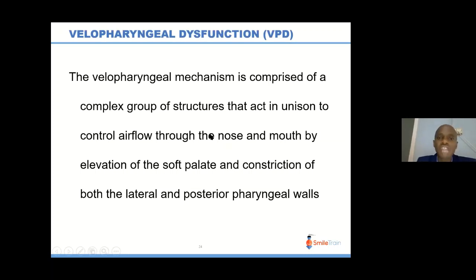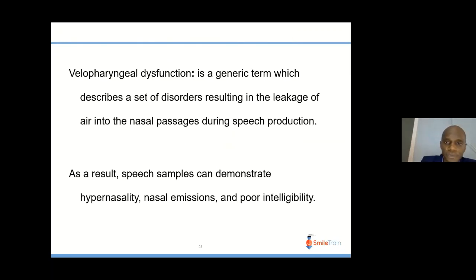The velopharyngeal mechanism or dysfunction. The velopharyngeal mechanism is comprised of a complex group of structures that act in unison to control the airflow through the nose and mouth. That's by elevation of the soft palate and constriction of both lateral and posterior pharyngeal walls. Velopharyngeal dysfunction is a generic term that describes a set of disorders that result in the leakage of air to the nasal passages during speech production.